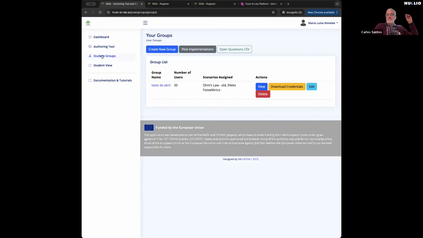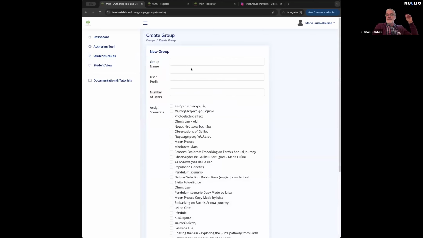And then you have the possibility to create student groups. For instance, you want to create a new group for your class, your 10th grade class A, I don't know, something like that.